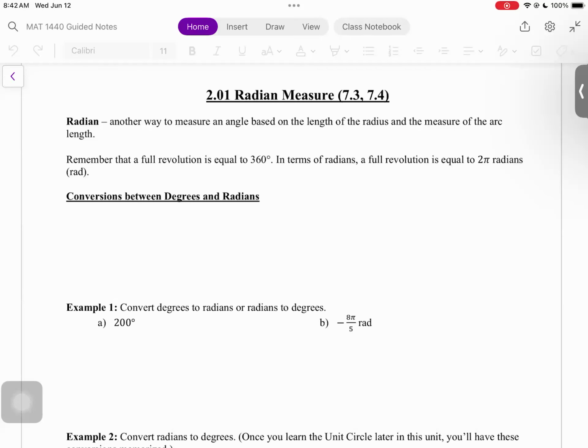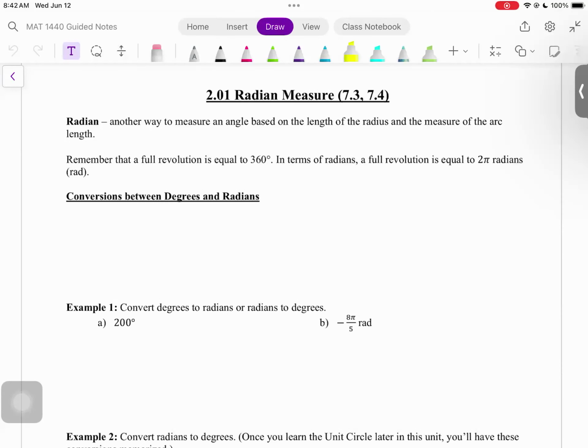In this video, we're going to be looking at radian measures. Now, a radian is just another way of measuring an angle based on the length of the radius and the measure of the arc length for a particular angle inside of a circle. We want to remember that a full revolution is 360 degrees. And then in terms of pi, a full revolution is equal to 2 pi radians.